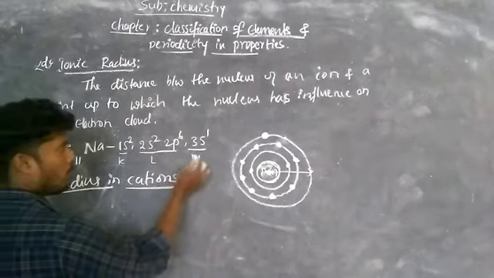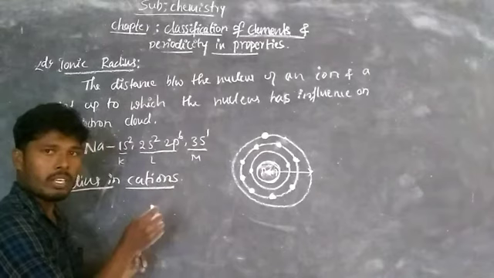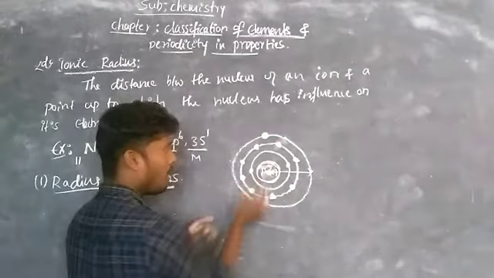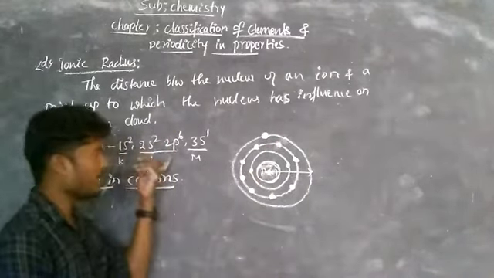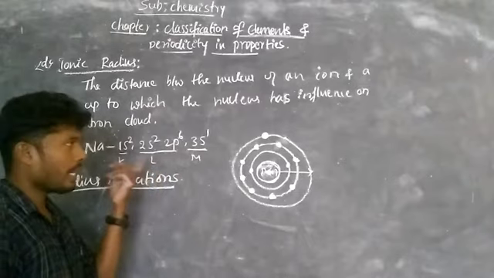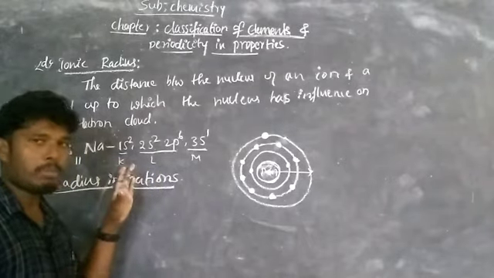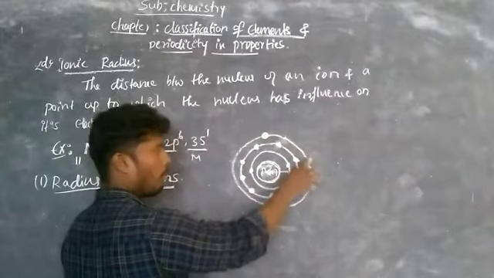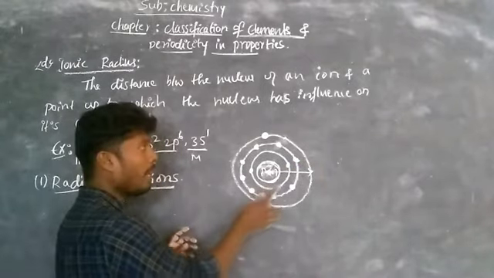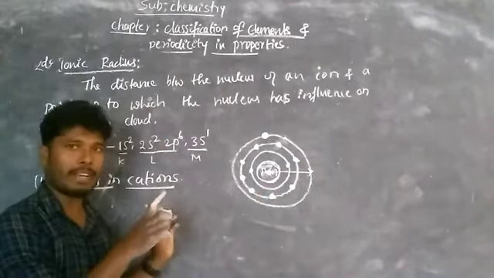Now the outermost shell has only one electron. Therefore, by removing this electron, the inner shell having 8 electrons is stable. Always, when we remove the outermost electrons completely, this shell also disappears.